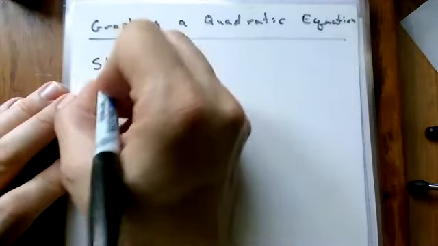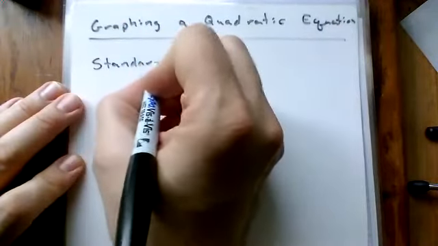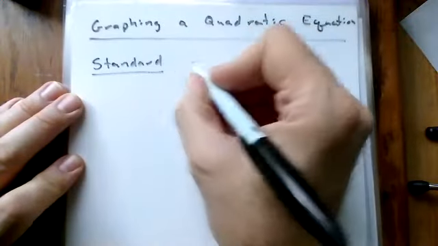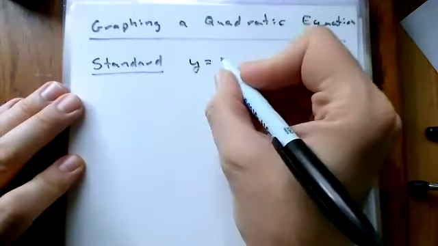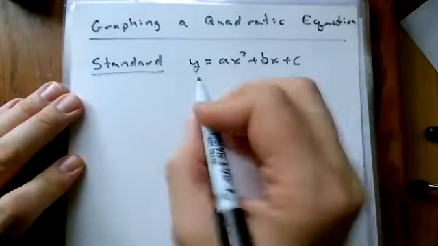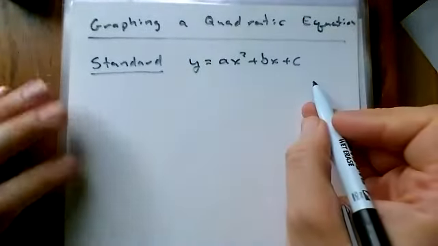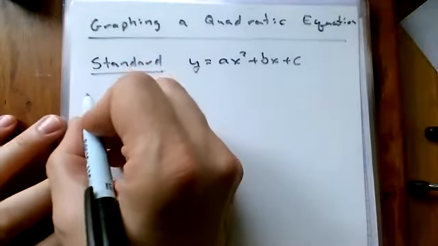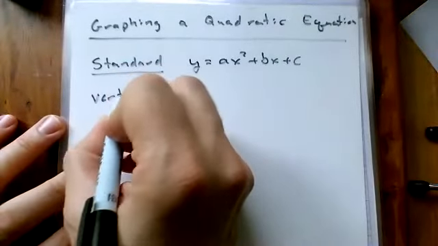We've got what we call a standard form, and our standard form looks like y equals ax squared plus bx plus c. Something like this. This is a standard form. We also have what we call a vertex form.